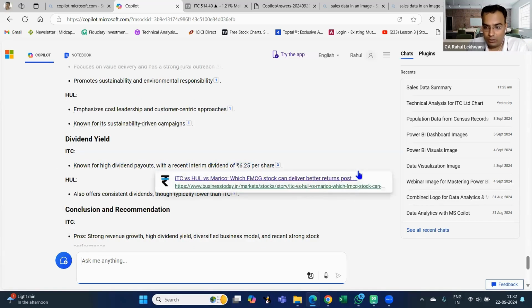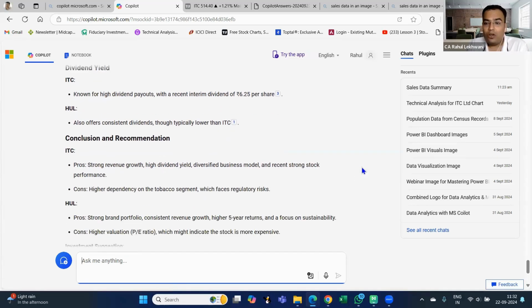So this is a dividend paying stock, correct? See the conclusion, pros and cons, right? This is best. For example, if you are completely new to the stock market and you don't know anything, just go directly to pros and cons. ITC has pros: strong revenue growth, high dividend yield, diversified business model. So ITC is into various different kinds of products, and very strong recent performance.